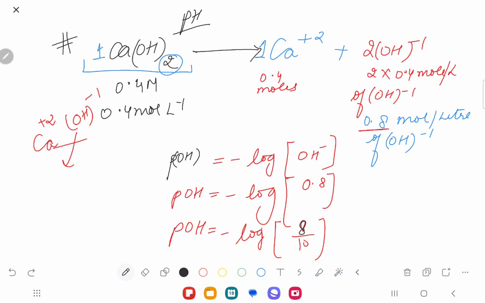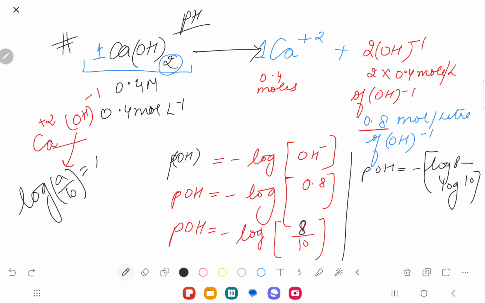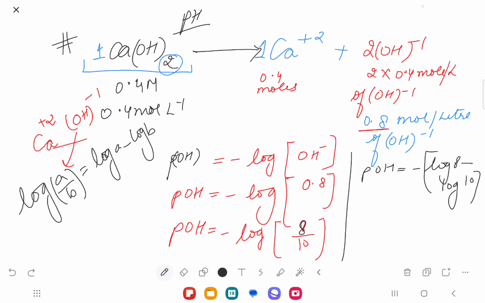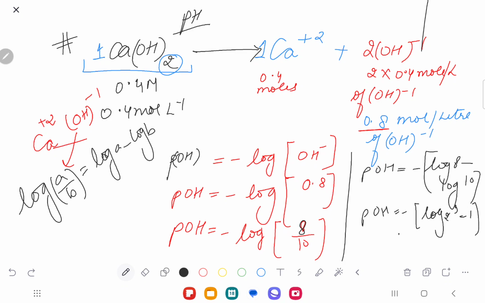You understand? So pOH is going to be minus log 8 minus log 10, because log A over B, what is the property? Log A over B is equal to log A minus log B. Yes or no? So when I have this equation, I hope you're understanding how we are supposed to solve it. Tell me. So pOH shall come out to be minus, log 8 becomes log 2 cube, minus log 10 is 1. So that is going to become 1 minus 3 times log 2. That is going to be my pOH. Yes or no?